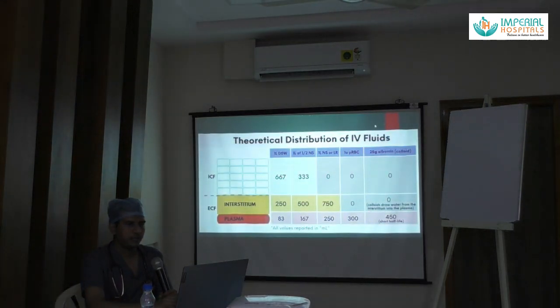You see this slide again, where we are giving normal saline or Ringer lactate crystalloids, 1 liter. 750 ml is going into the interstitium and 250 ml into the intravascular space. So when there is a 250 ml blood loss, we have to give 1 liter of crystalloid to compensate for that volume loss.